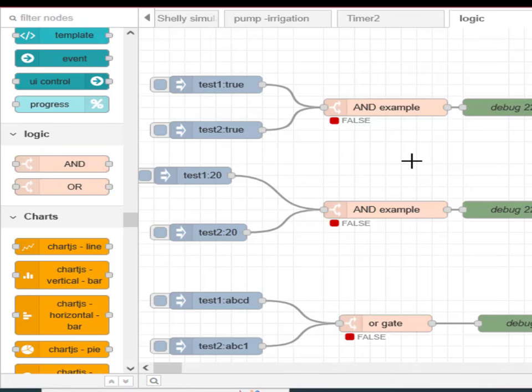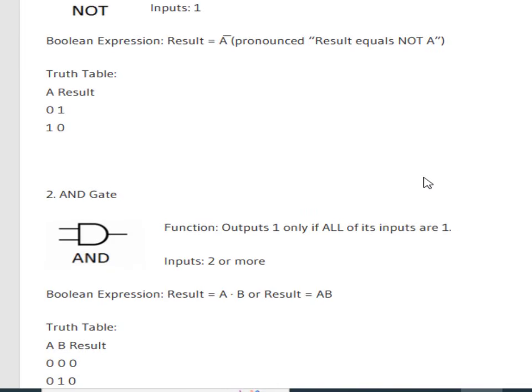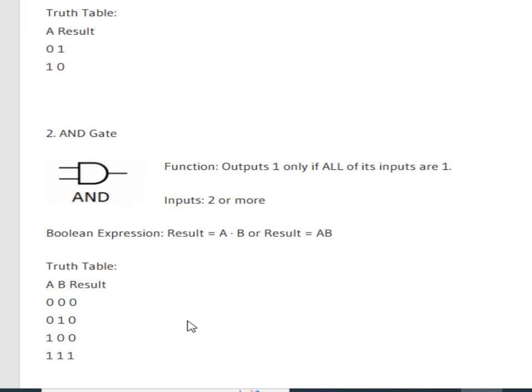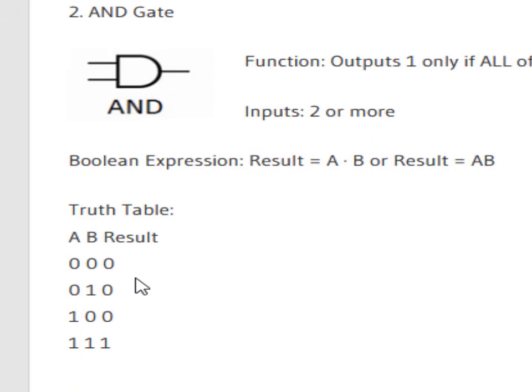So let's just have a quick overview of logic gates, and there's several of them. There's 7 in total. We're going to concentrate on the AND and the OR gate, and this is the AND. In electronic circuits, they have a symbol, and this is the symbol. But what I want to point out is the inputs. We have several inputs. In this case we have 2, but we can have more than 2 inputs, but generally 2 inputs. And this is the truth table.